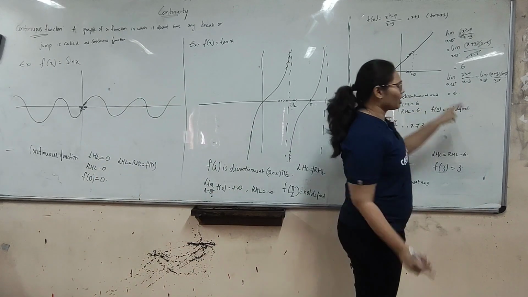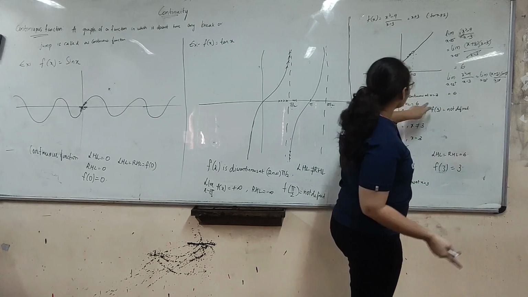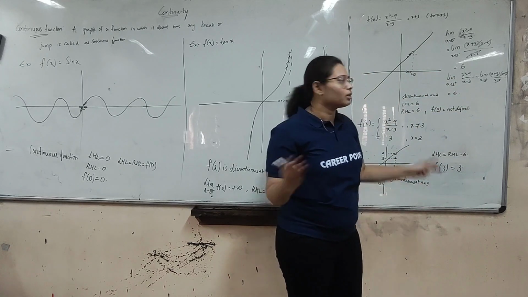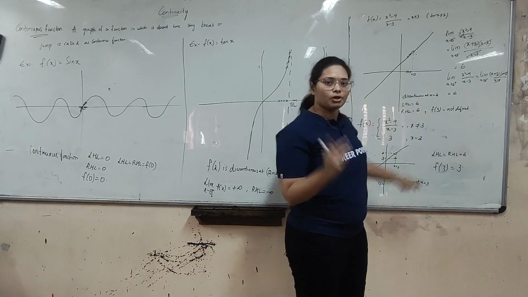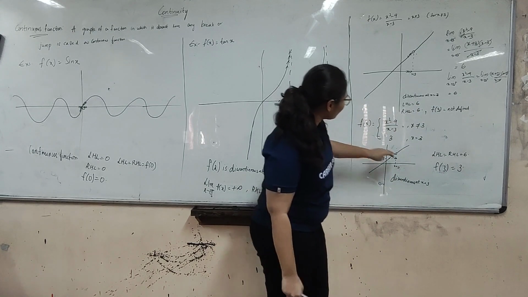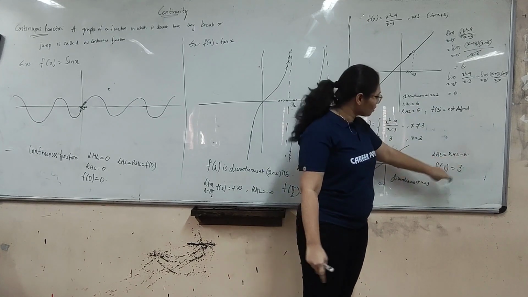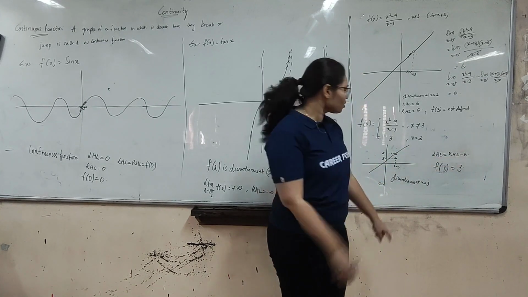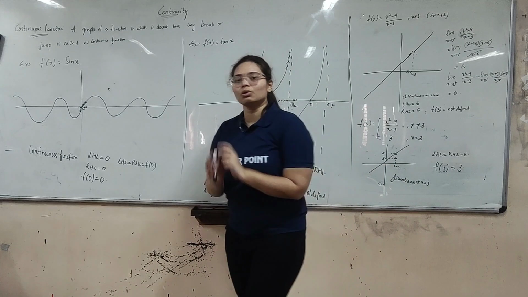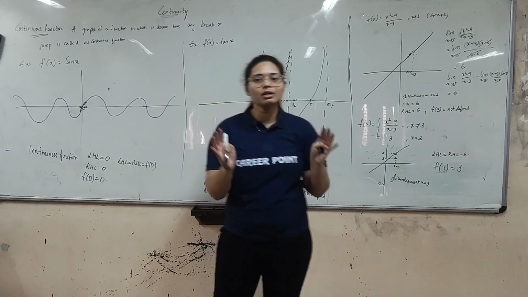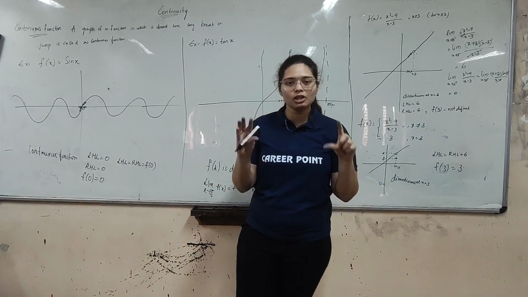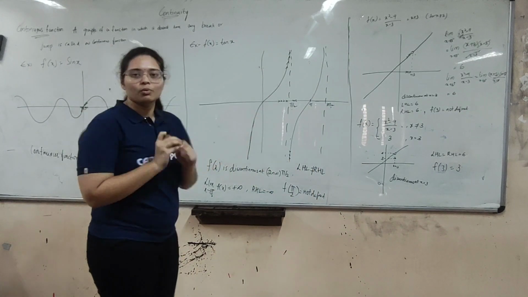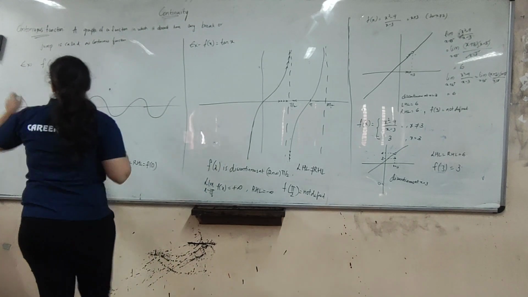And if LHL or RHL is equal, but f of a is not defined, then also it is discontinuous. If LHL and RHL are equal and f of a is also defined, but it is not equal to f of a, then also it is discontinuous. So overall, what will be the mathematical definition of continuity of a function? Now let's see. With these examples, we have concluded some points.